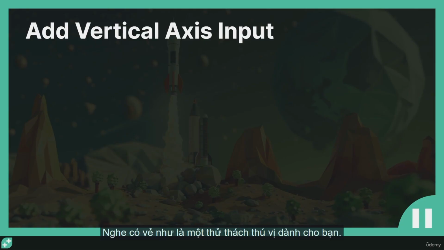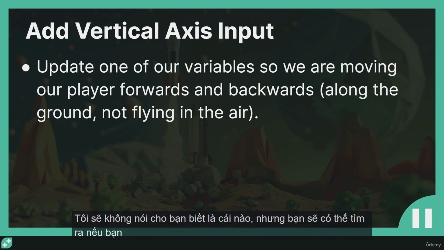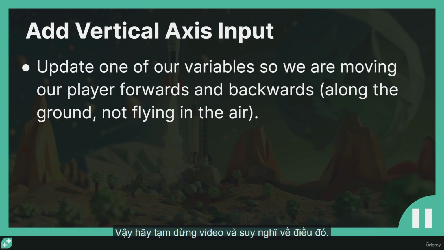And you know what? That sounds like a good challenge for you. Add a vertical axis input. So update one of our variables. I'm not going to tell you which one, but you'll be able to figure it out if you've been paying attention, so that we are moving our player forwards and backwards along the ground, that is, not flying up in the air. So pause the video, have a think about that, and when you're back, I'll show you my solution. Okay, see you shortly.